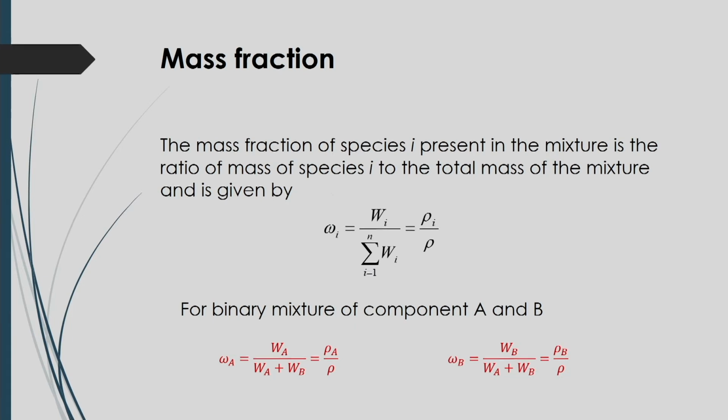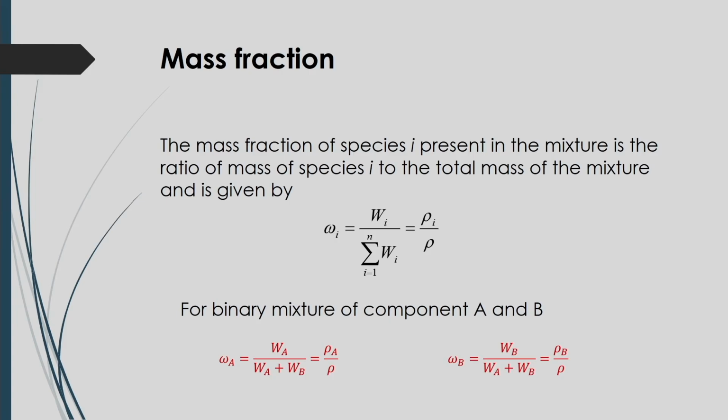This is also required for process calculation. In this case, the mass fraction of the species i in the mixture is the ratio of the mass of species i to the total mass of the mixture, and it is mathematically expressed by the equation given here. Omega i will be equal to W i divided by the summation of W i.